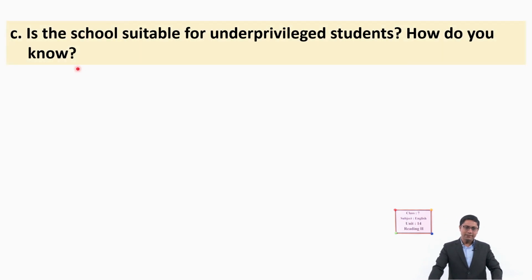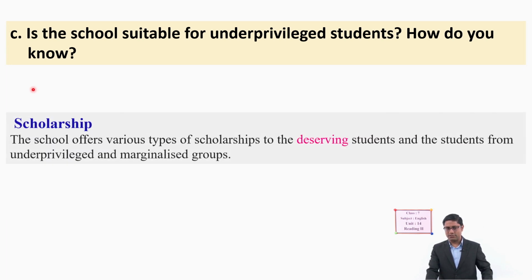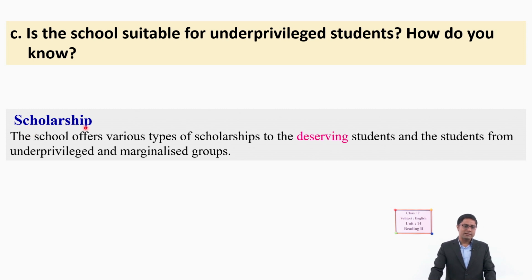Now, let us move to C. What is the question here? Is the school suitable for underprivileged students? How do you know? Okay, so where can you find the answer for this? Yes, you need to go through the scholarship section there. It says the school offers various types of scholarships to the deserving students and the students from underprivileged and marginalized groups.